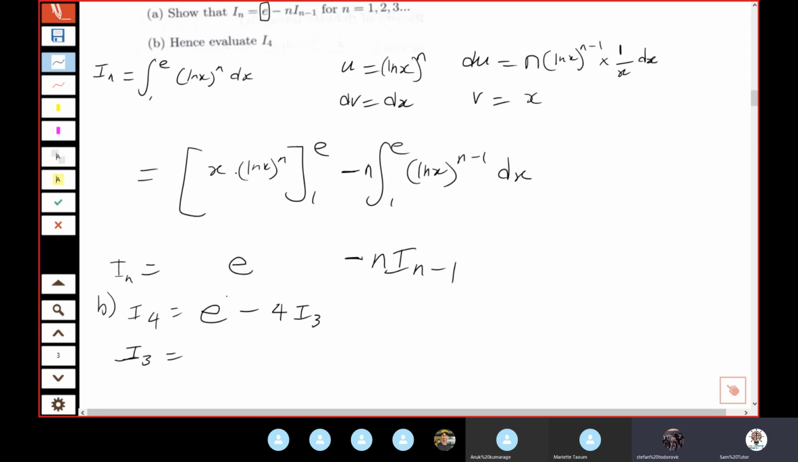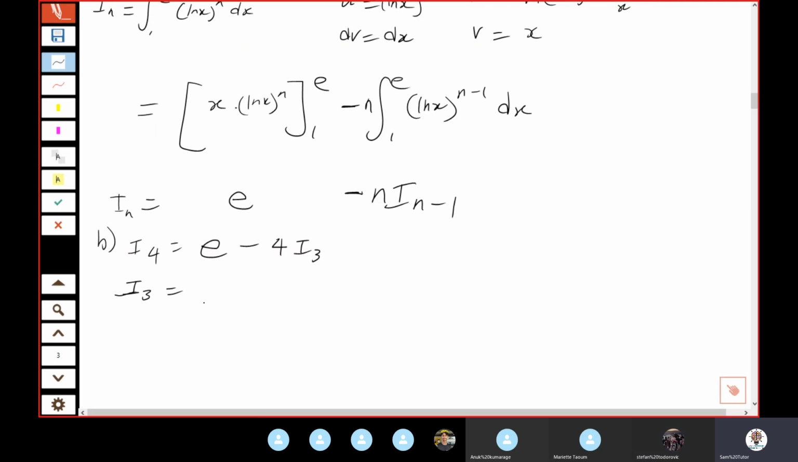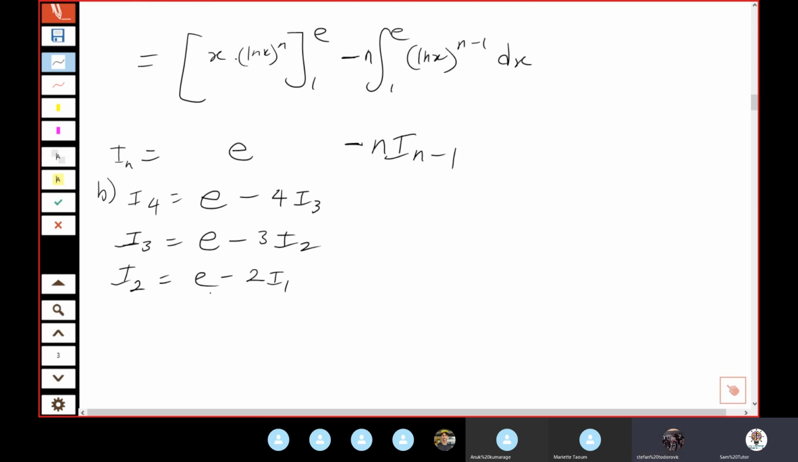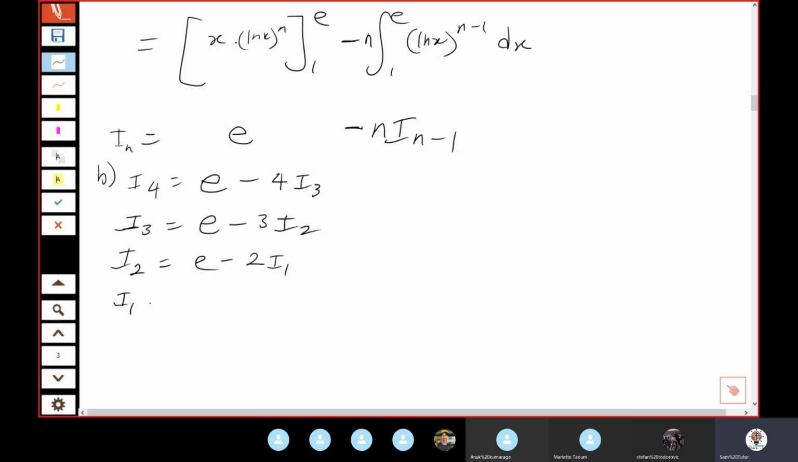Okay, Stefan, I3 equals E minus 3 I2. Then I2 equals E minus 3 I1. 2I1, you mean? Oh, yeah. I said be careful. Okay, I1. Then I1 equals E minus 1 I0. Yep. And then, of course, you can't do I0.